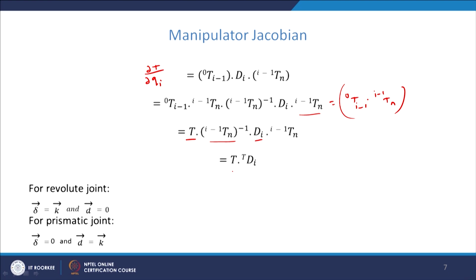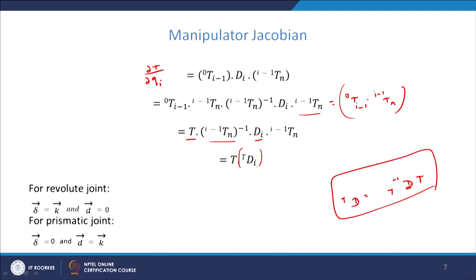So, this whole thing can be written as, and already we have seen that for any matrix T, this D T is equal to T inverse delta T. This formula we have seen. Now, if the T matrix is replaced by (i-1)Tn, it is exactly a similar formula: the inverse of the matrix multiplied by the D matrix multiplied by the same T type of matrix. So, what we get is, in the place of D we have Di. So, the whole thing can be replaced by delta Ti T, using this formula.